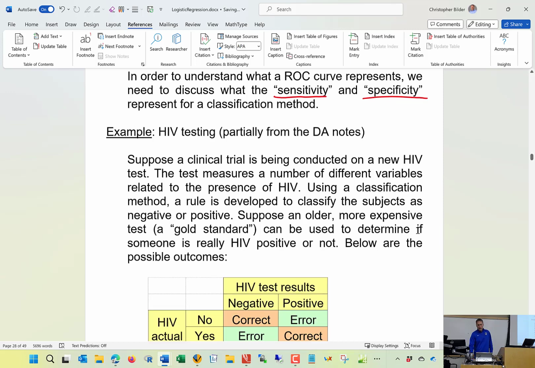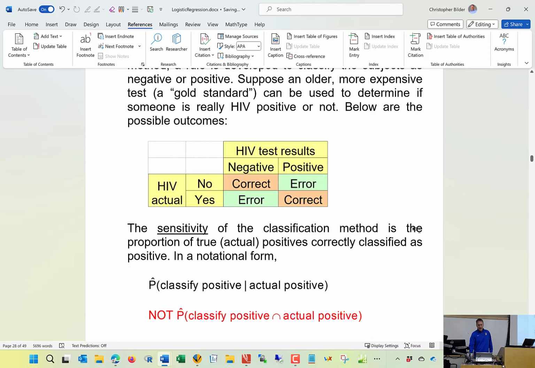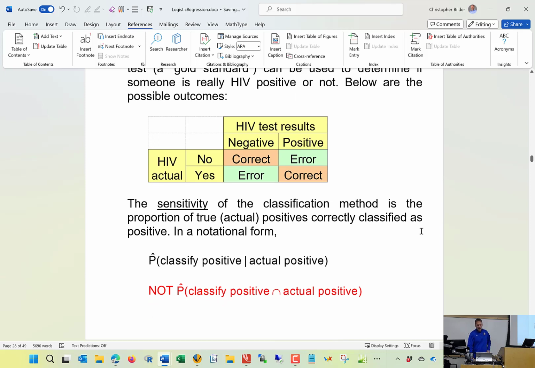And so what we're going to do is go back to our HIV testing example from the discriminant analysis section. Hopefully this table looks familiar to you, where let's say we have a new diagnostic test to determine if someone is HIV positive or negative, meaning if they have it or if they don't.